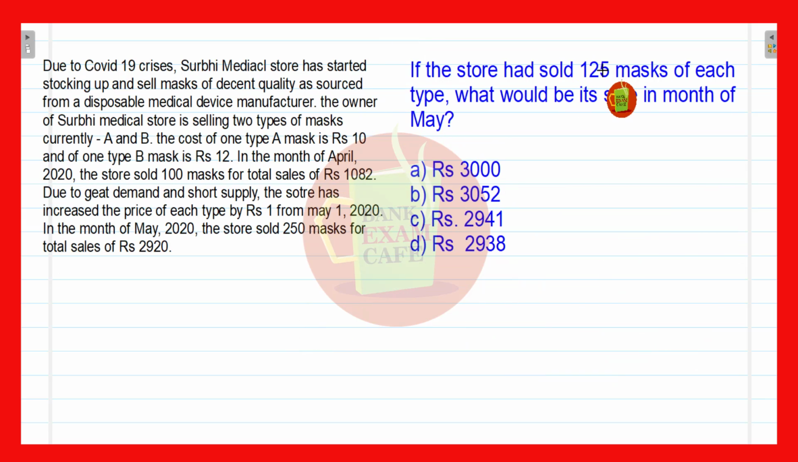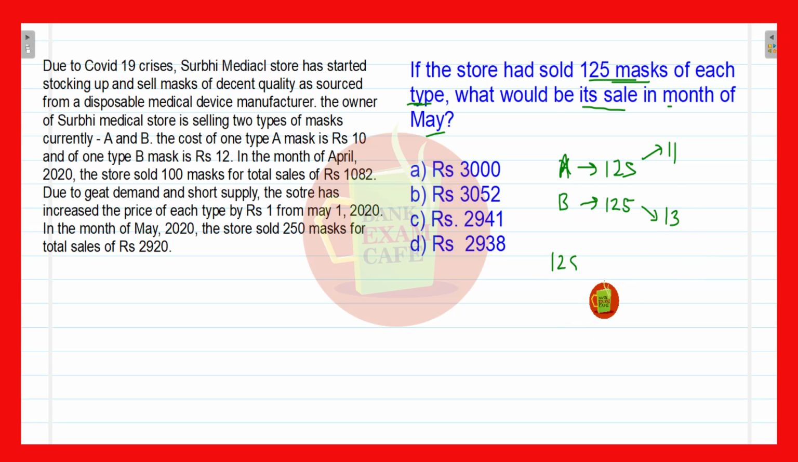If the store had sold 125 masks of each type, what would be its sale in the month of May? It is said that the store sold 125 masks of each type, meaning A type of mask they have sold 125, and B type of mask they have sold 125, and the cost of A type of mask is 11, and the cost of B type of mask is rupees 13, and therefore the total cost will be 125 into 11 plus 125 into 13.